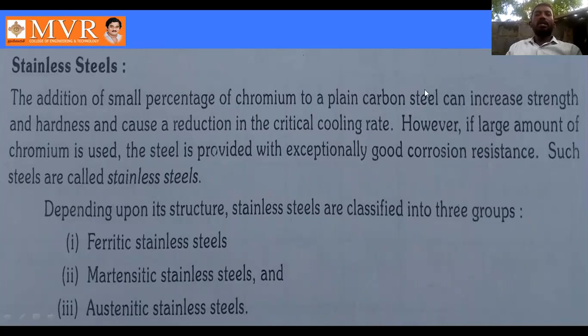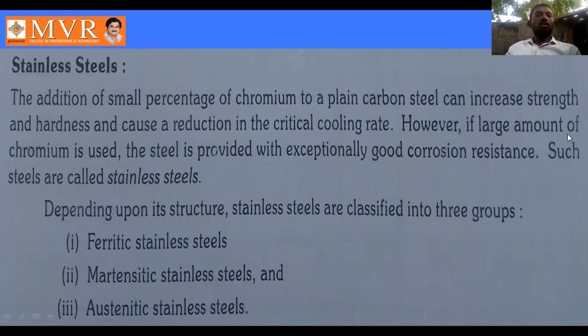In plain carbon steel, for example, we can use chromium. Automatically it increases the strength and hardness and causes a reduction in the critical cooling rate. That is the major importance of using chromium. Plain carbon steel is carbon plus alloying elements, and another alloying element we use is chromium. So that is the main definition of stainless steel.